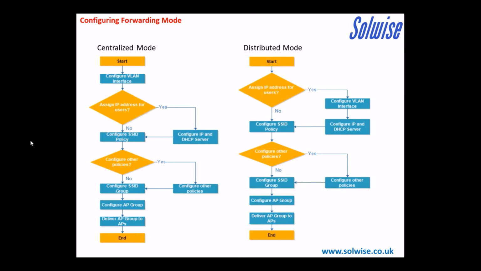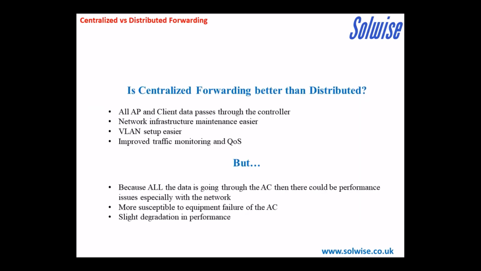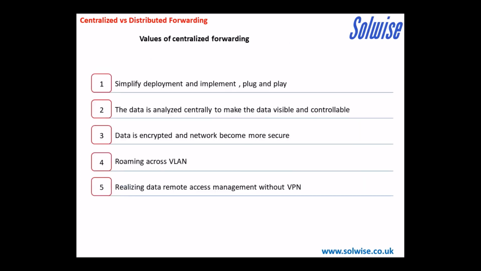So let's go through the flowchart for the configuration and the differences involved in the different configuration modes, depending on whether you're in centralized or distributed. So in centralized, the first thing that you may need to do is configure the VLAN interface on the AC controller. Now, if we go back to that example, I shall go back to that flow diagram.